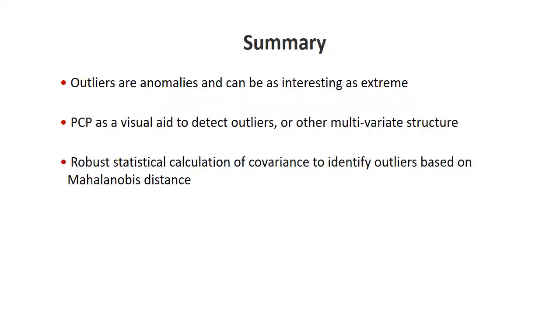We looked at a couple of visual aids, such as principal component plots, to detect outliers, or possibly also relationships and multivariate structures that are interesting. We introduced a method for robust statistical calculation and identification of these outliers, which was done by the Mahalanobis distance and by robust calculations of this Mahalanobis distance as a statistic, and then possibly comparing it to the chi-square distribution.